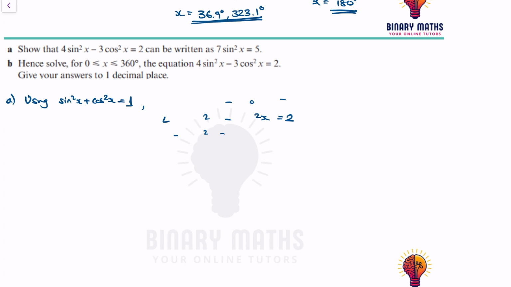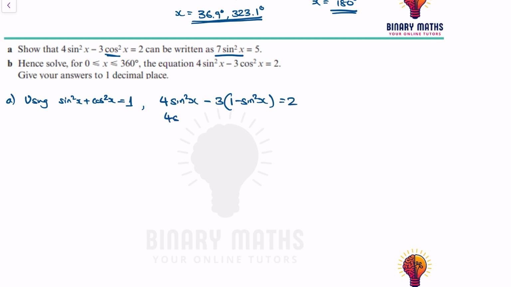Now, how did I know I made a mistake? Because we left with cos squared x. So obviously we wanted, I forgot, we're aiming for sine squared x. So we keep the sine squared x in the equation and we change the cos squared, yeah? So using sine squared x plus cos squared x is equal to 1, I've got 4 sine squared x remains as 4 sine squared x minus 3 lots of, I need to change the cos squared x to 1 minus sine squared x is equal to 2.